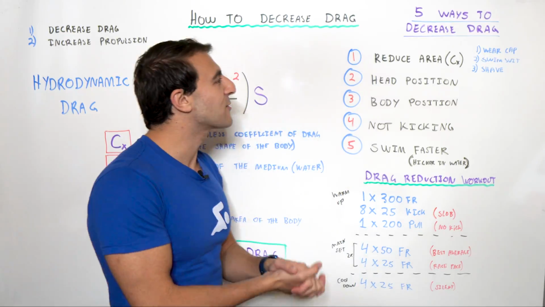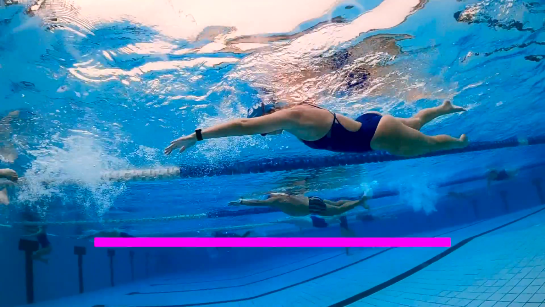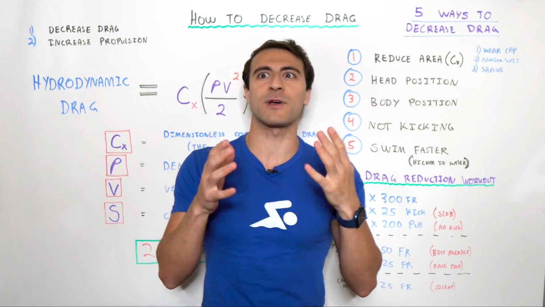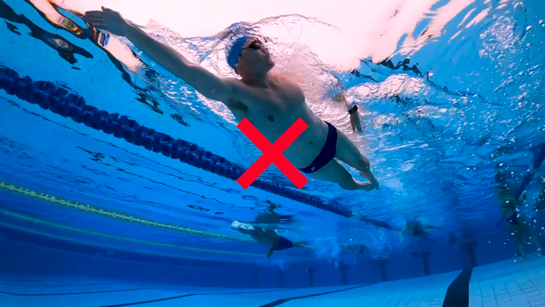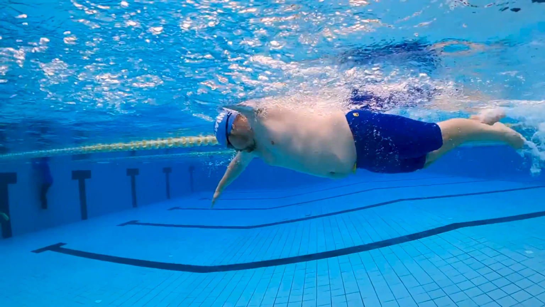Another way that you can decrease drag is by improving your head position. Now we're starting to get into really the technicals of the stroke. So if you drop your head position, a lot of swimmers swim looking right at the other end of the pool. Believe me, the wall's not going anywhere. You need to tilt your head down. You should feel as though you're looking straight down.